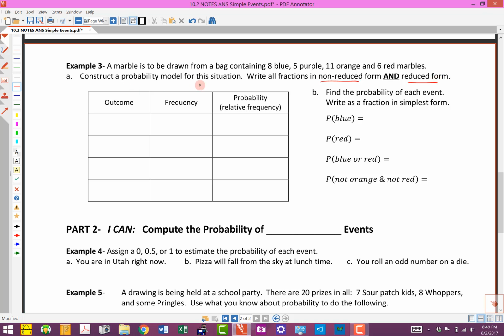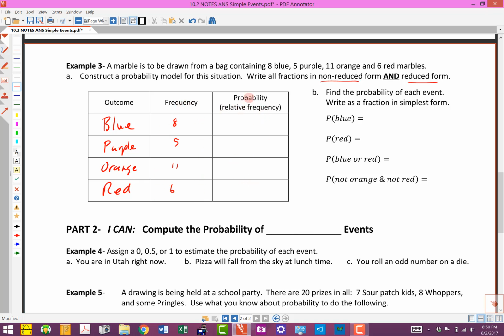Okay, so let's make a probability model for this. So we've got blue, we've got purple, orange, and we could use the first letters of these as long as there weren't any repeats. And then we've got red. Now, in order to figure out the probabilities, the frequencies are really easy. So I'm just going to say there are 8 of these, 5 of these, 11 of these, and 6 of these. Now here's where the probability model comes in. These are the outcomes. This is just listing what their frequency is, like how often they occur.